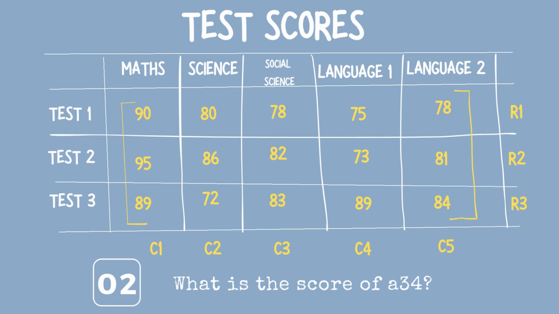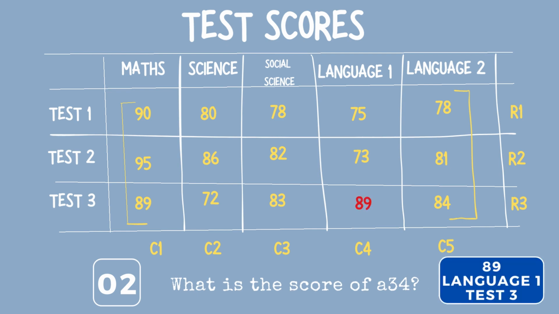Another quick question. What is the score of A34? Yes, you're right. A34 indicates the entry in third row and fourth column. So the answer is 89, which corresponds to language 1 in test 3 score.